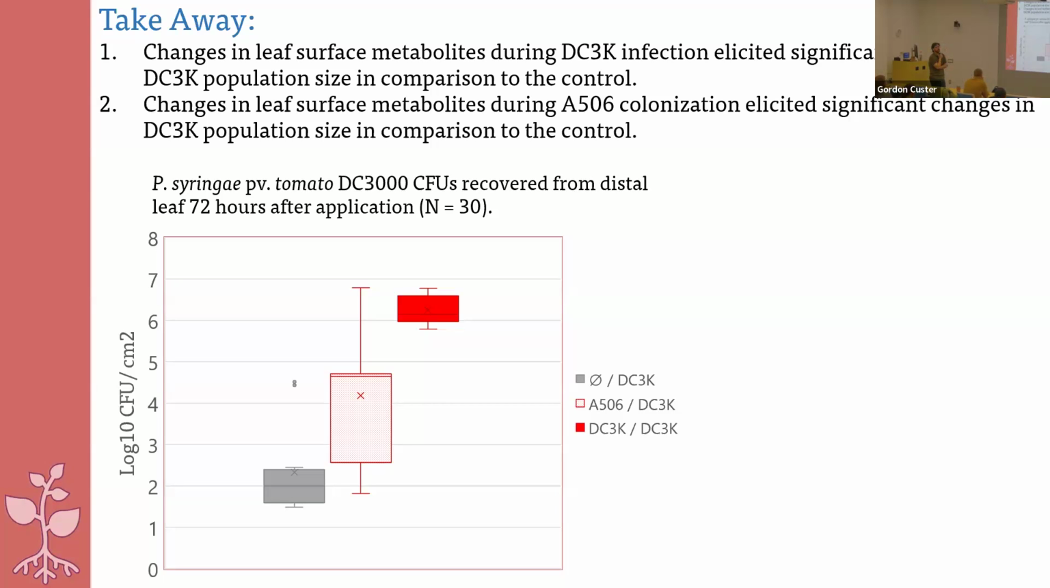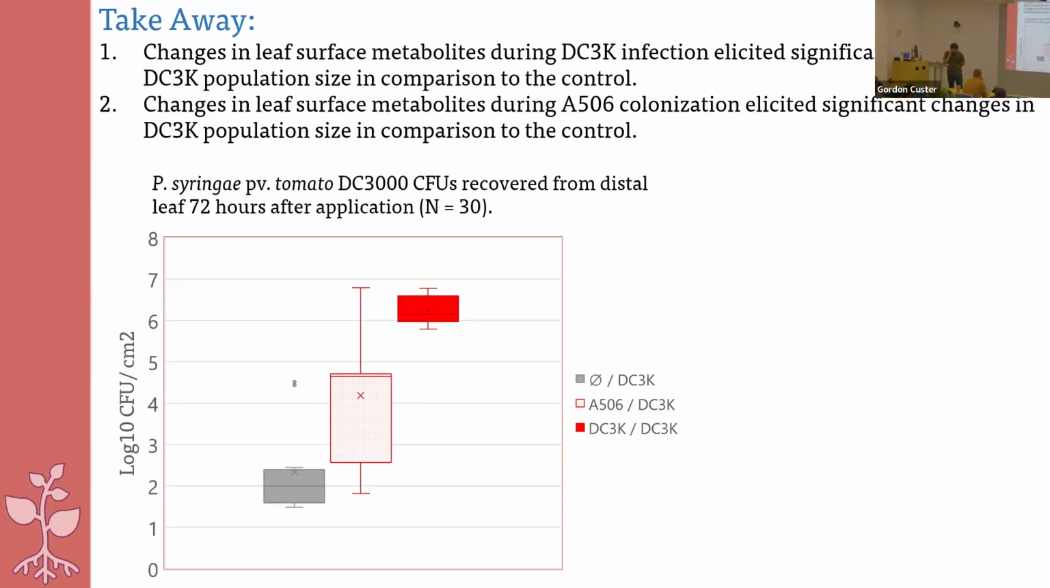DC3K is growing about threefold greater than if you have DC3K just as the initial colonizer. So for the first initial infection, the secondary infection is about threefold greater, or the population it's able to establish is about threefold greater. And that we also see an effect by A506 is particularly interesting to me. This is something that we hadn't seen before.